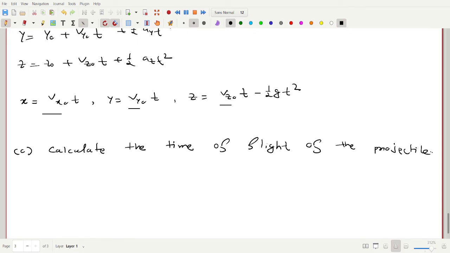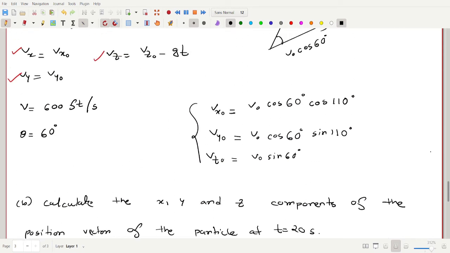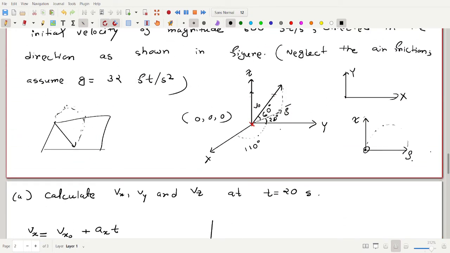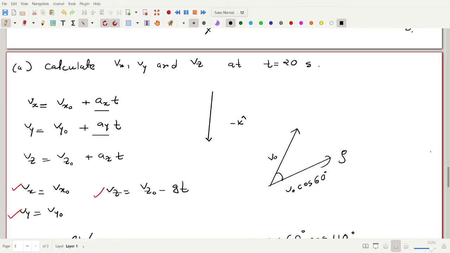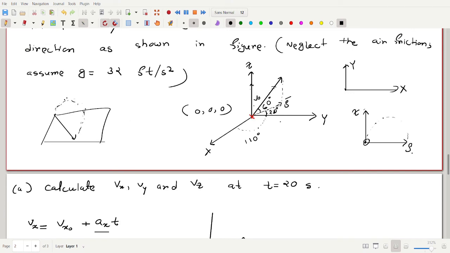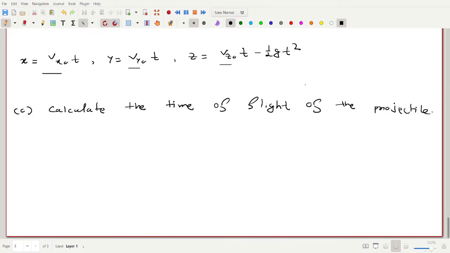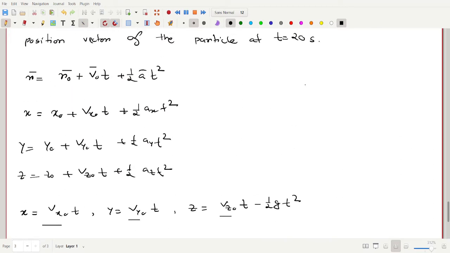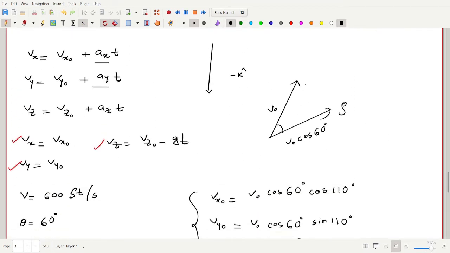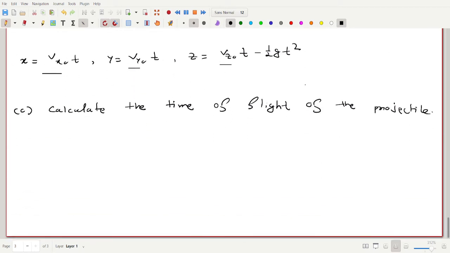So how can we calculate that? Look, the generic property of the projectile will be the same. So what is the generic property? That if a projectile is thrown from here, its trajectory will be like this. At the maximum point, the z component of the velocity will be 0, since here the vertical component is z. At maximum height, the z component is 0.